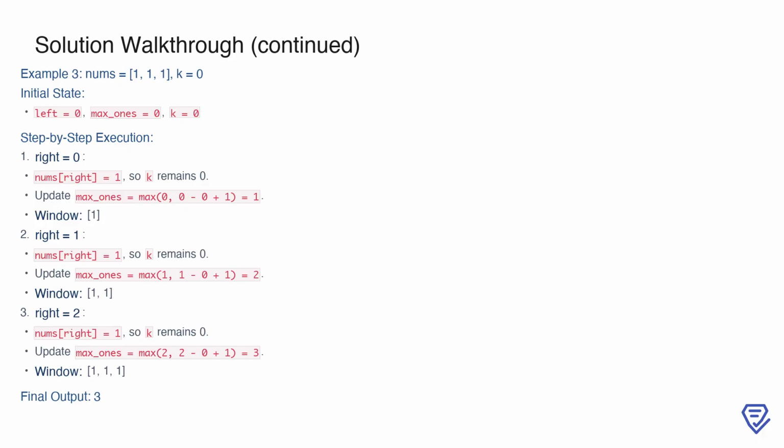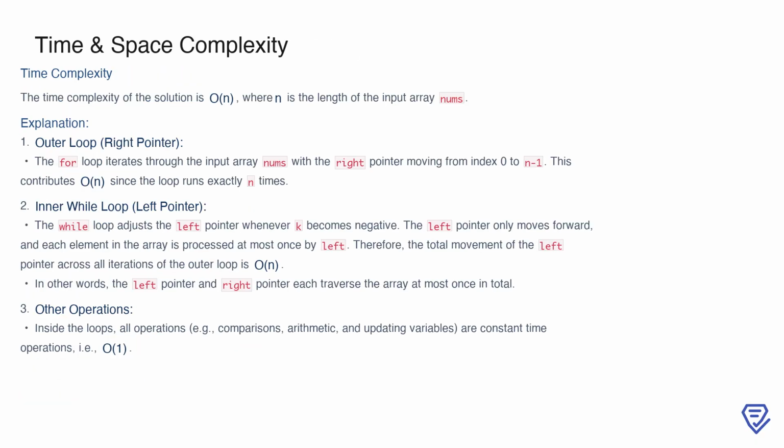At right equals 1, another 1 keeps k at 0. The window expands to 1, 1, and max_1s updates to 2. Finally, at right equals 2, we find another 1, and the window becomes 1, 1, 1. The maximum consecutive ones increase to 3. Since no flips were necessary, the final output is simply the length of the array, which is 3 for this example. The time complexity of this solution is O(n), where n is the length of the input array.